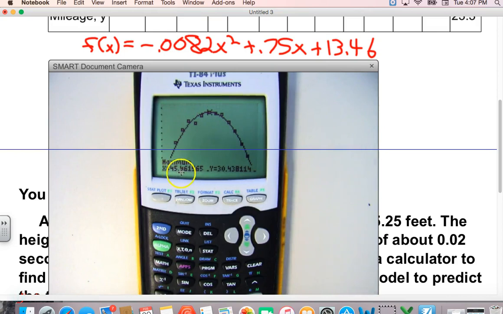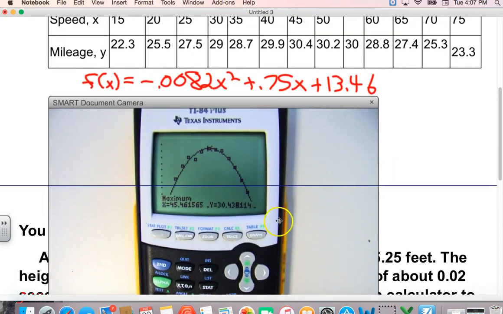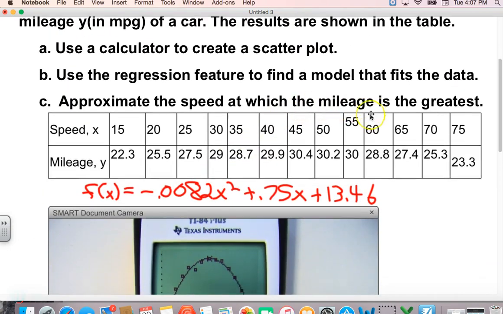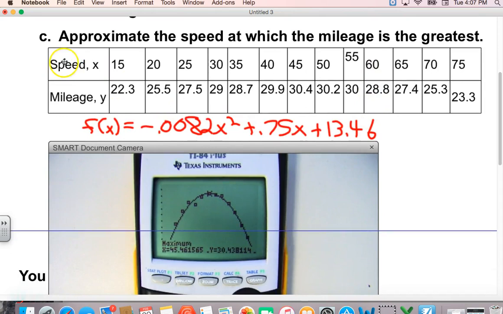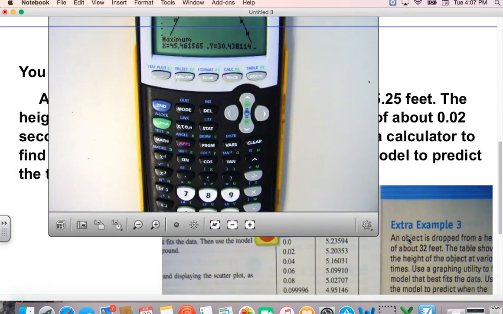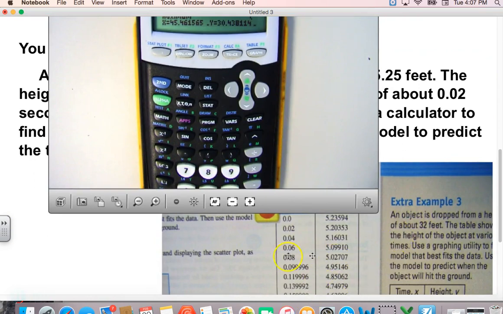So the maximum mileage that we're going to get is 30.4, 4 if you want to round it to the hundredths. 30.44 is the maximum, and that's going to happen at a speed of 45.46 miles per hour. So the question had approximate the speed at which the mileage is the greatest. Remember, x right here is speed, so the mileage is the greatest at 45.46 miles per hour. So that would be our answer for C part. All right, so I'm going to go ahead and pause the video, let you guys try the next problem on your own, and then we'll go over it.